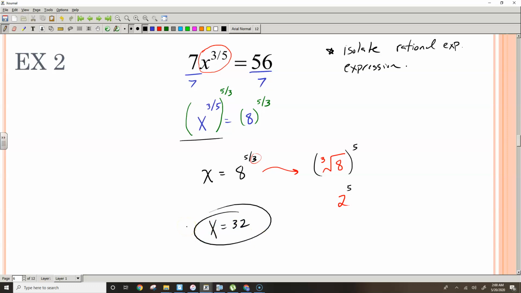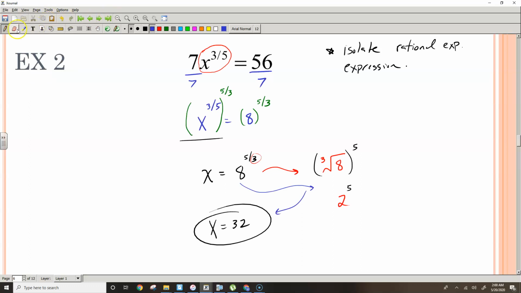Now I could just plug in 8 raised to the 5/3 in my calculator. Sometimes you're going to have to do that because you won't have a perfect cube, a perfect square, a perfect whatever you're dealing with, and you'll have to approximate the answer. But in this case, you definitely should be able to use your knowledge from before and rewrite this expression to get that 32. All right, so let's practice that.